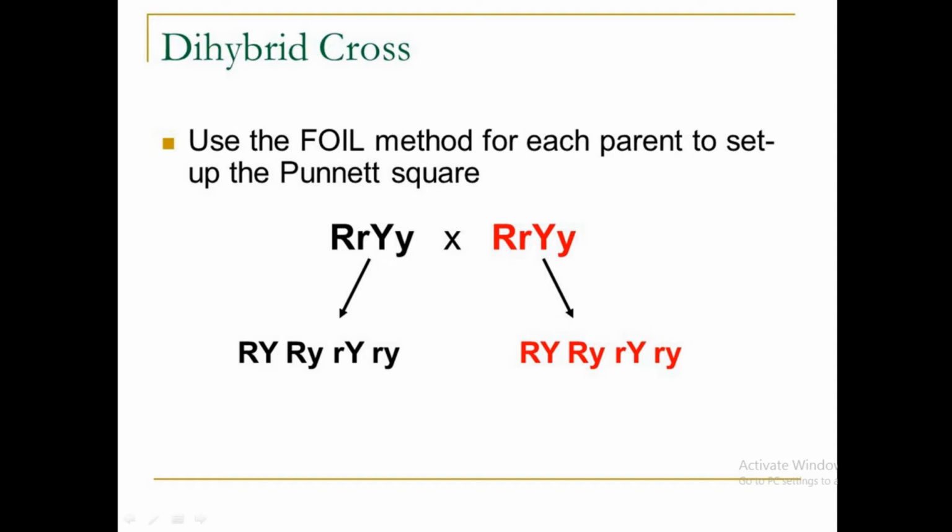Now let's see if they have told you to cross between capital R small r, capital Y small y, and capital R small r, capital Y small y, then what are the gametes that we'll get? So use the FOIL method. First capital R, capital Y, then outside capital R small y, then inside, then last. So we got these gametes. Same goes with this also. Capital R capital Y, capital R small y, small r capital Y, and small r small y. So these are the gametes that we got.